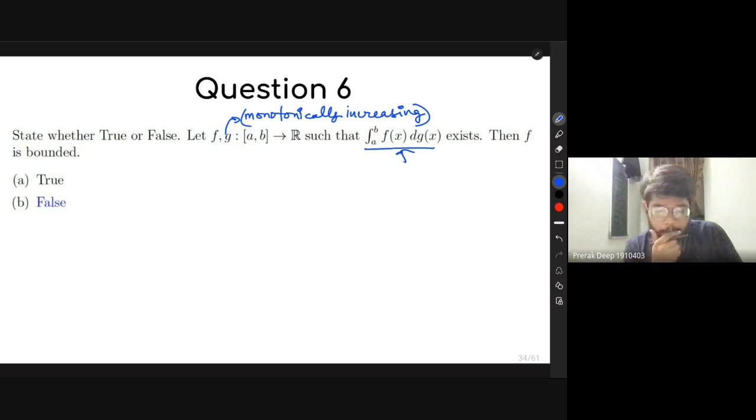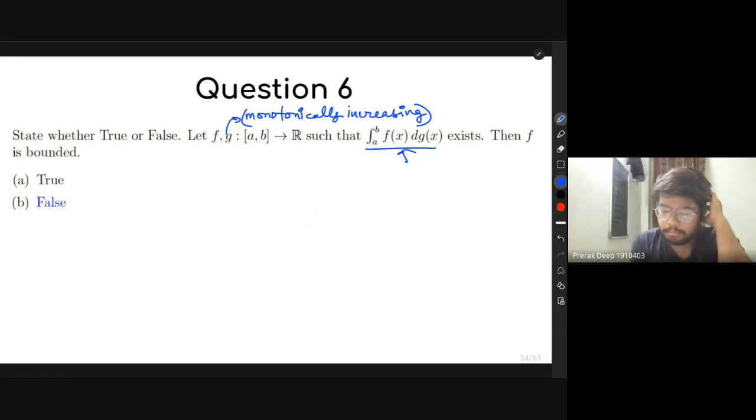Okay. So here we assume that f... sorry. Because we have the Stieltjes integral existence, we need to assume that g is a monotonically increasing function. That's the hypothesis, a requirement to define the Stieltjes integral.